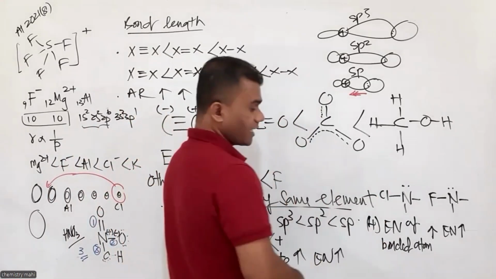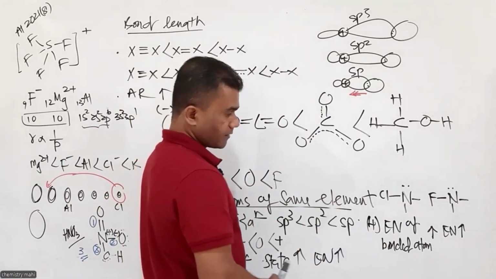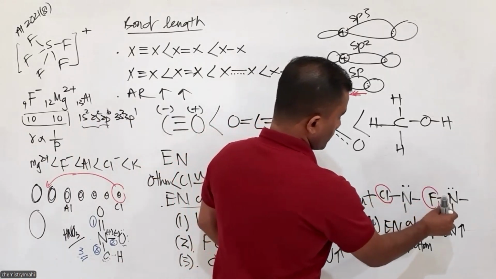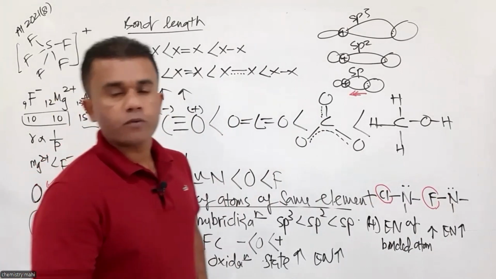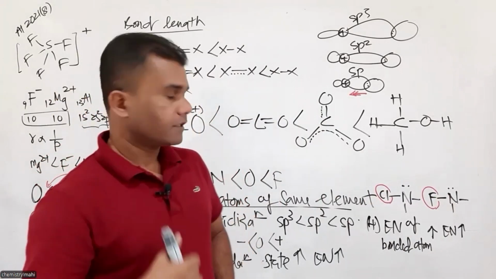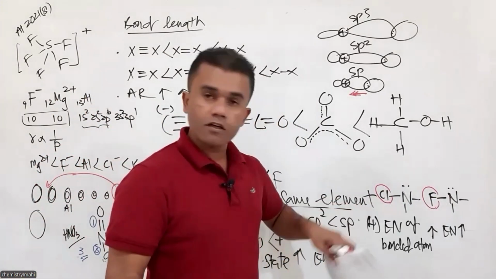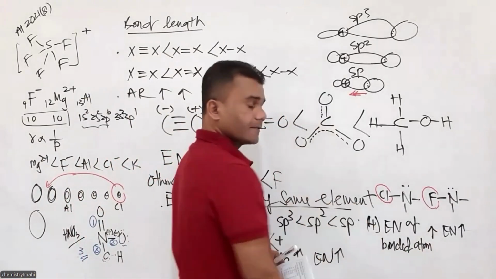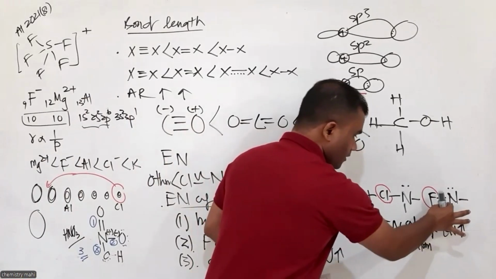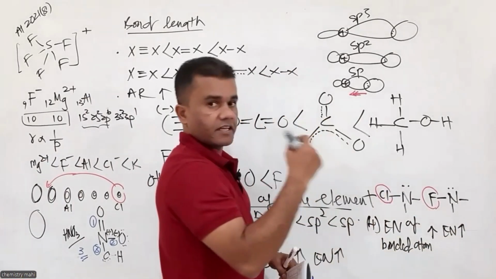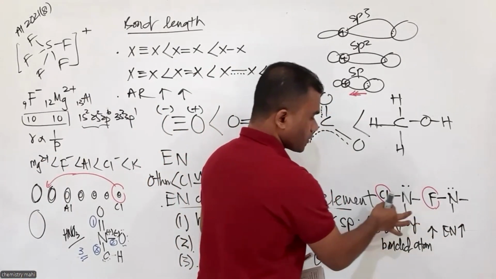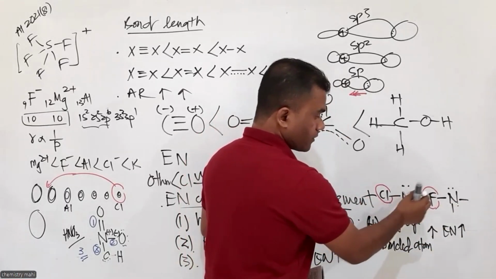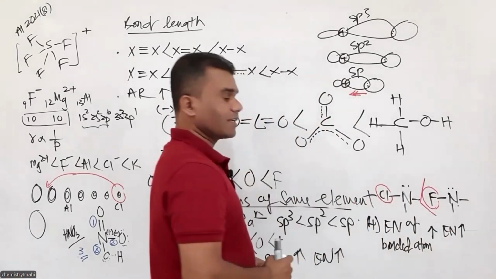But then the 4th one, the electronegativity of the other atom, the bonded atom. Here the bonded atom is chlorine. Here the bonded atom is fluorine. Which one out of these 2 is highly electronegative? Definitely fluorine is more electronegative than chlorine. Then when the electronegativity of the bonded atom increases, the electronegativity of the atom we consider, nitrogen, also increases. Fluorine is more electronegative than chlorine. Therefore, this nitrogen is more electronegative than this nitrogen. That's what I mentioned.